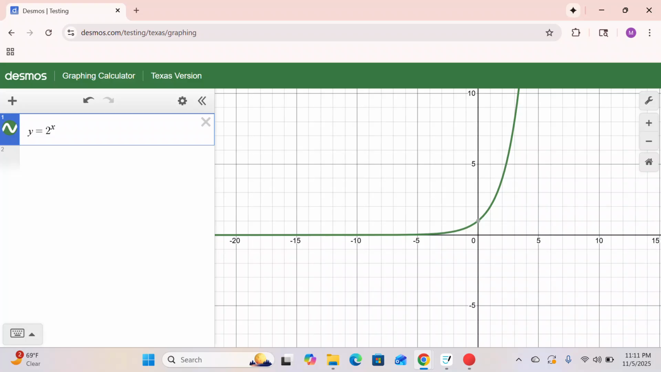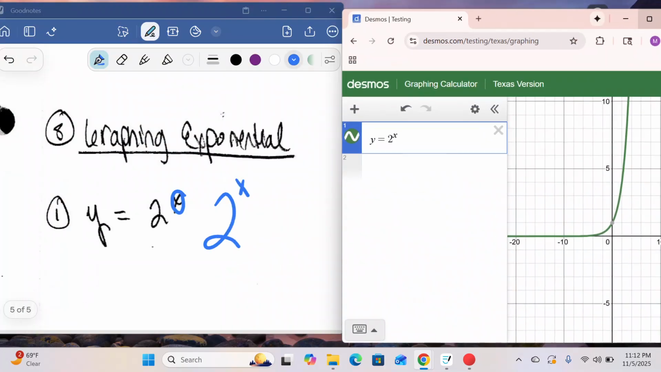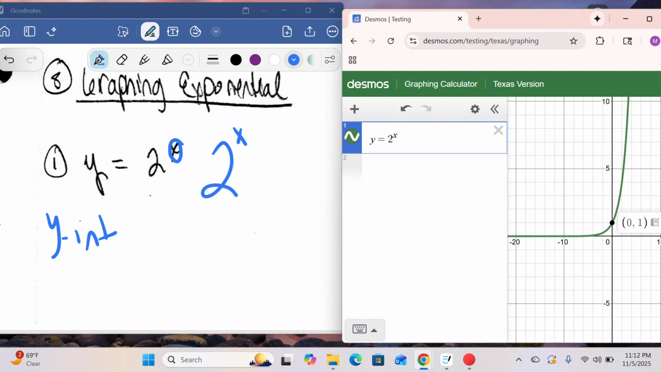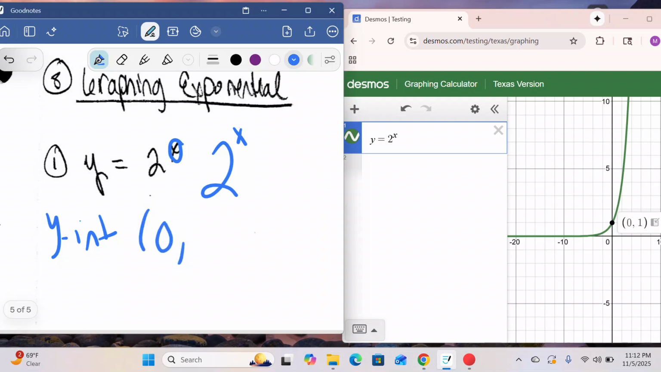The only thing I'm going to show you how to do is graph it, number one, and find the y-intercept. Well, what is my y-intercept? Where does it cross my y-axis? All I have to do is click on it. My y-intercept is (0, 1). So it's just a matter of learning how to graph it. Even if I want to find my y-intercept, again, it's (0, 1). And this is called an exponential graph.